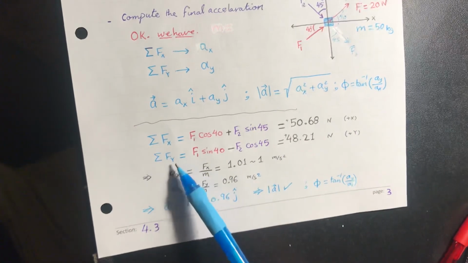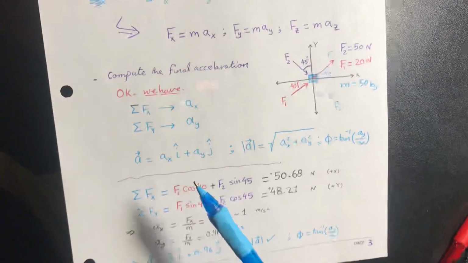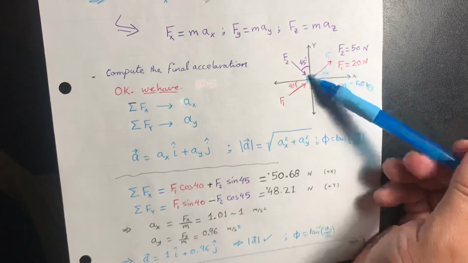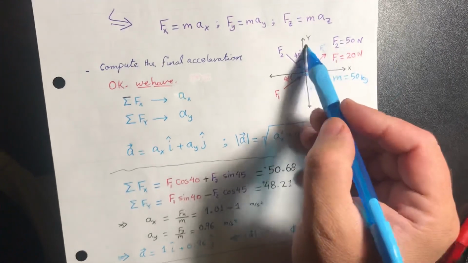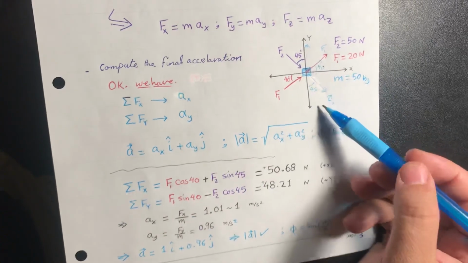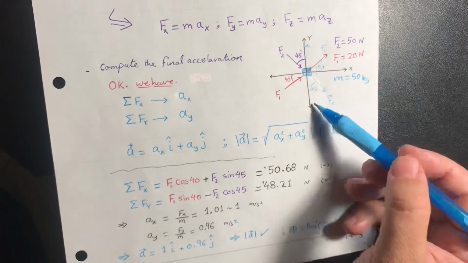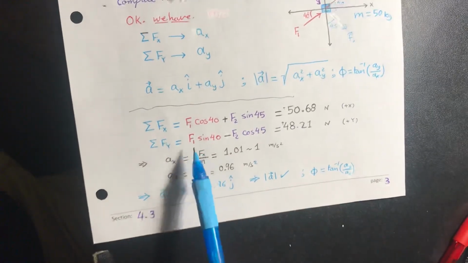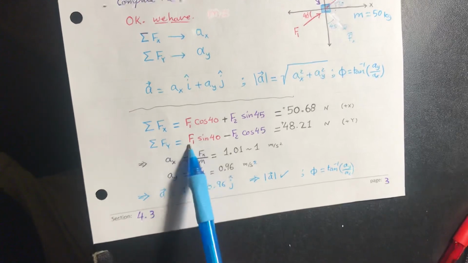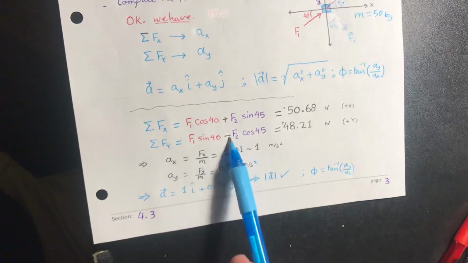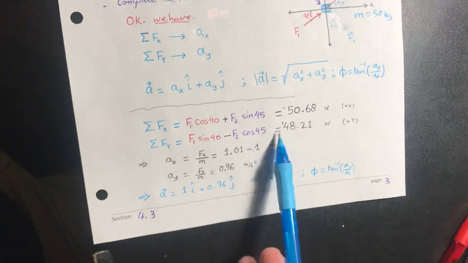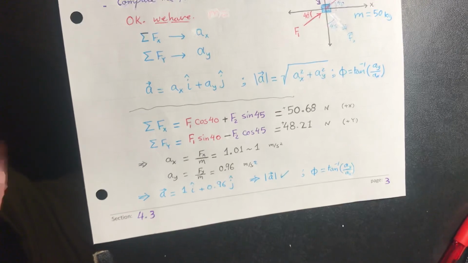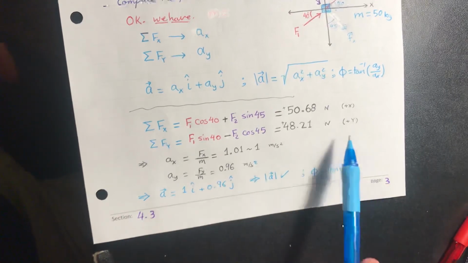The y component, we have in two directions. The first one from f1, which is f1 sine 40 in the positive y direction, and we have f2 cosine 45 in the negative y direction. So the y component of the force is equal to f1 sine 40 minus f2 cosine 45, which is 48.21 newtons in the positive y direction, because it is positive.